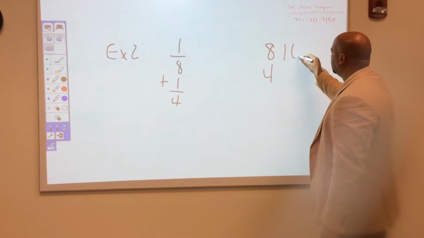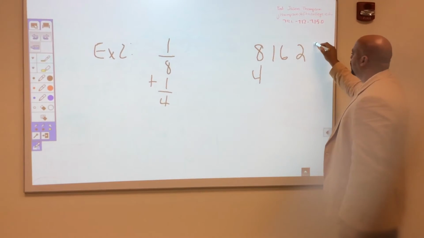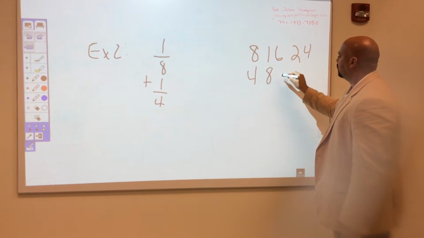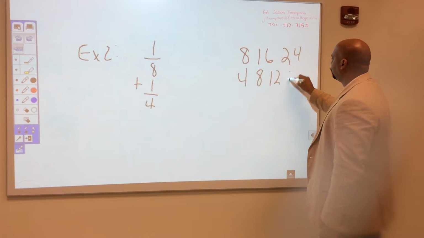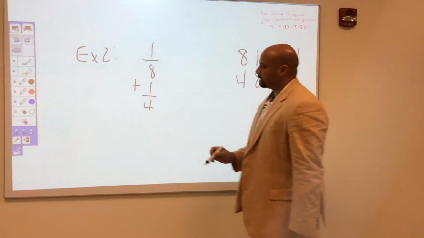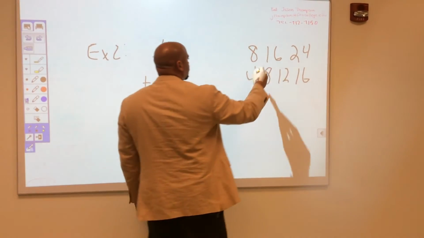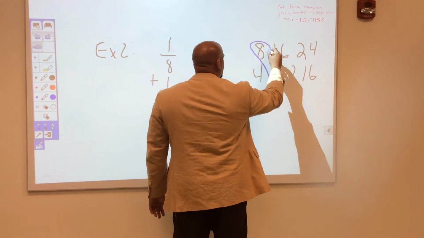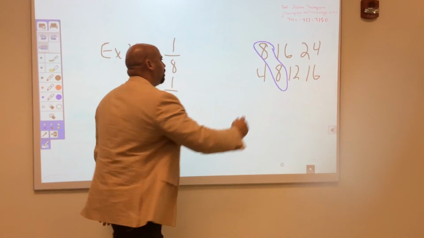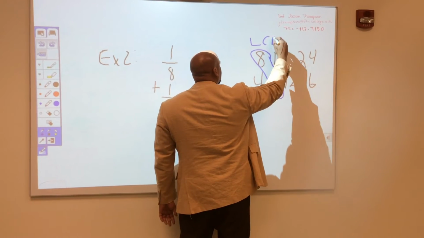8 plus 8 is 16, plus another 8 is 24. And 4 plus 4 is 8. 8 plus 4 is 12. 12 plus 4 is 16. I'll just stop there. And what is the smallest number that we have in common? Well, the smallest number we have in common in this scenario is 8. We do have 16 in common too, but 8 is called the LCD, least common denominator.